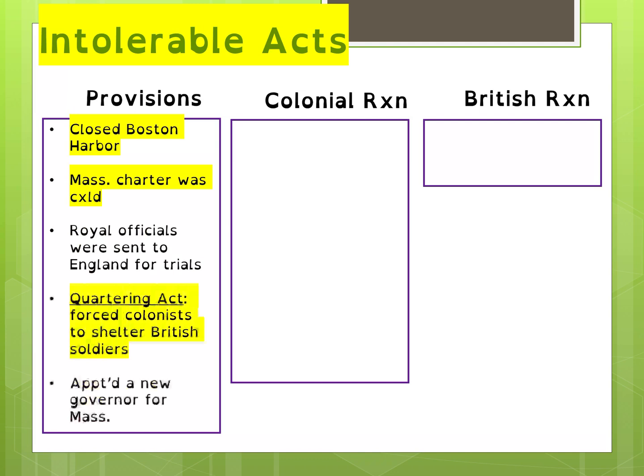And finally, they also appointed a new governor for Massachusetts, somebody handpicked by the Parliament and the King of England, just to make sure that they are getting rid of anybody who has any leanings toward the patriot cause. So this is bad news. This is really, really bad news for the colonists, especially those living in Boston and Massachusetts and New England, really.